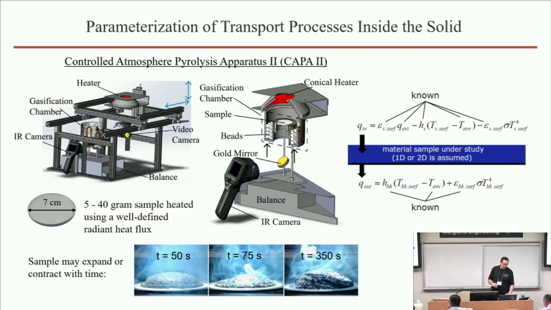So what we have here is a 7 centimeter diameter disk, and you will see this instrument during the lab tour, put in this thermostated chamber. Those experiments are usually run in nitrogen. You subject it to a well-defined radiant heat flux, and you simultaneously measure the back surface temperature of this material. You measure its thickness as a function of time, and you measure mass loss from these materials. So the key feature of this experiment is that all the boundary conditions at the top and the bottom are very well defined, and you know them.